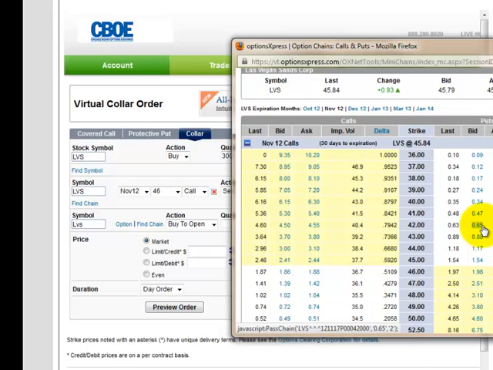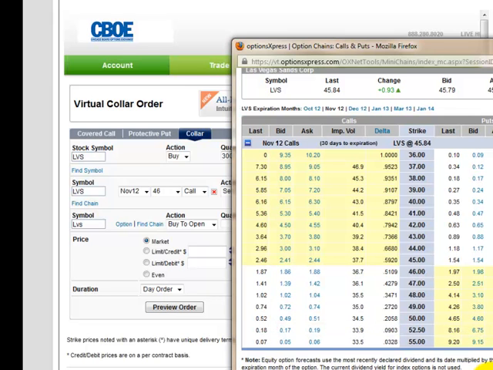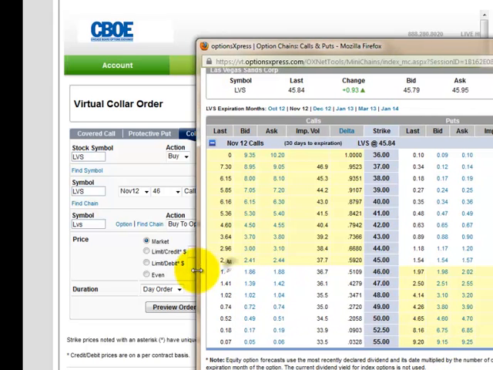If things go disastrously wrong and it drops down to, say, $30 or something like that, I can always sell it for 42. That's my insurance policy. I'm not intending for that to happen. In fact, my intention is for it to stay up and be exercised at 46. But if it goes down, I'm protected.